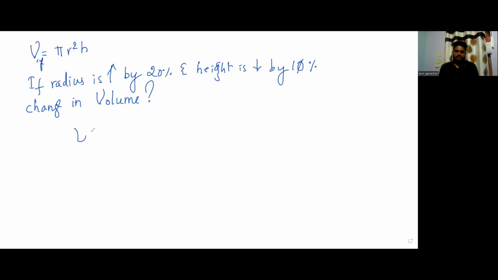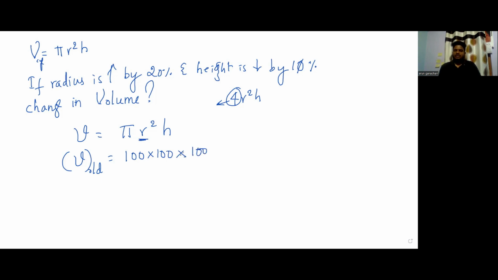Okay. So how to solve this? Volume is given by pi r square h. Now, what is the old volume? Pi will not change because the value of pi will not change, so pi will remain the same. Leave away the constants. Matlab, if the formula was 4r square h, we would have left the 4. Similarly, pi is also a number, so leave aside pi. R will change, yes or no? Old is 100, but they have given it as r square, so I have to take it as 100 into 100, and the height is also 100.